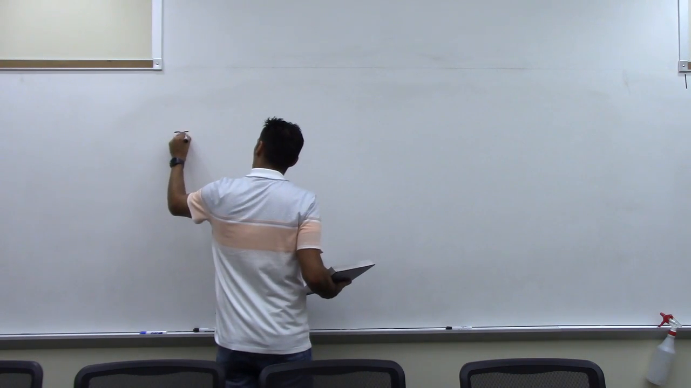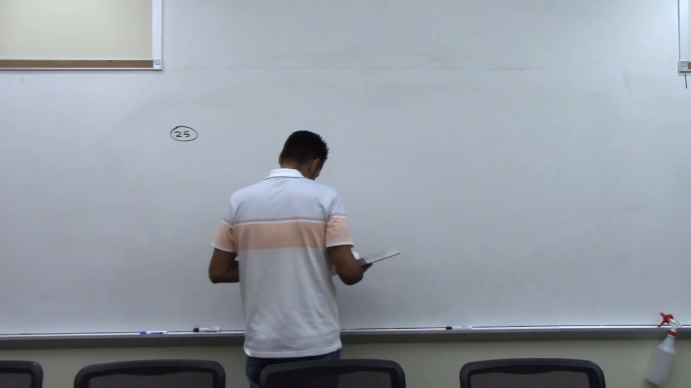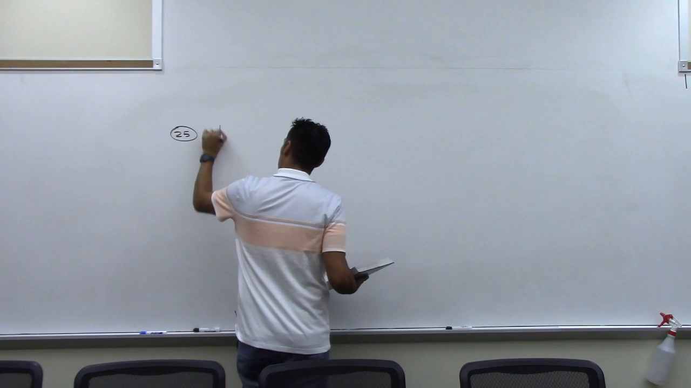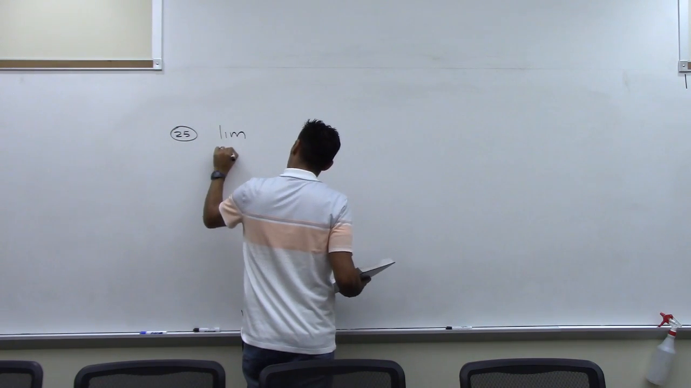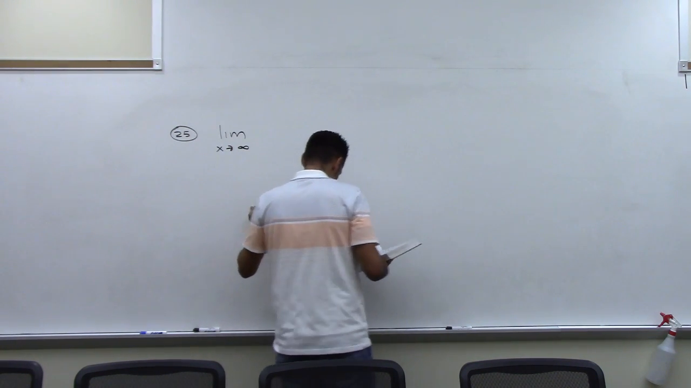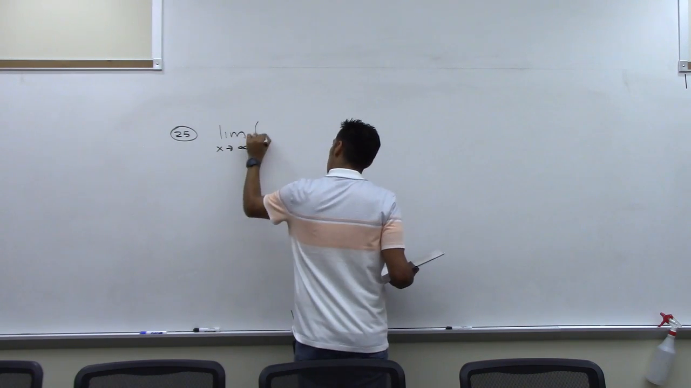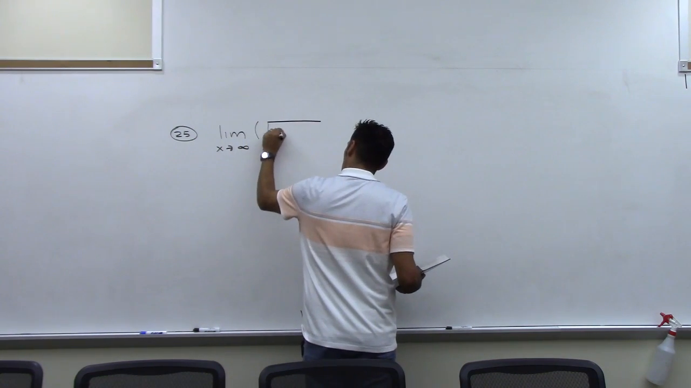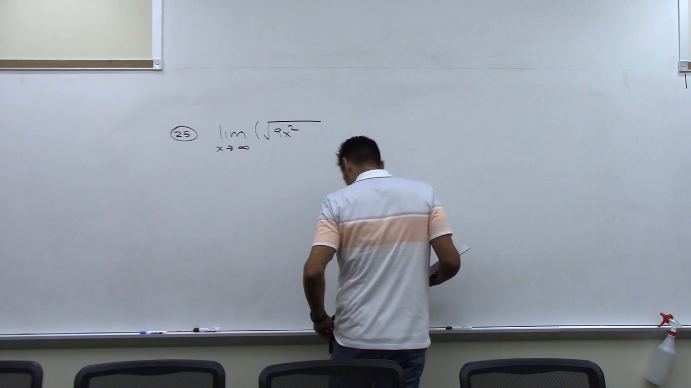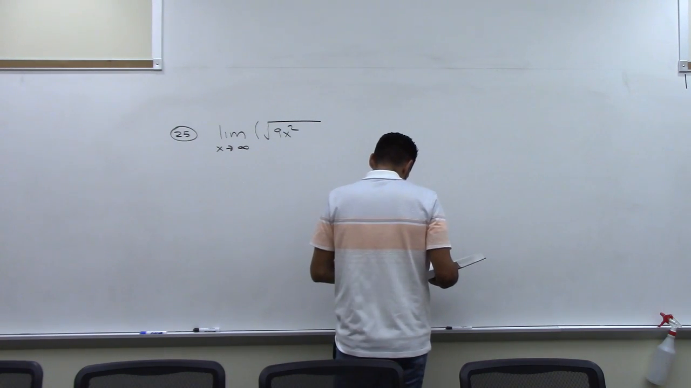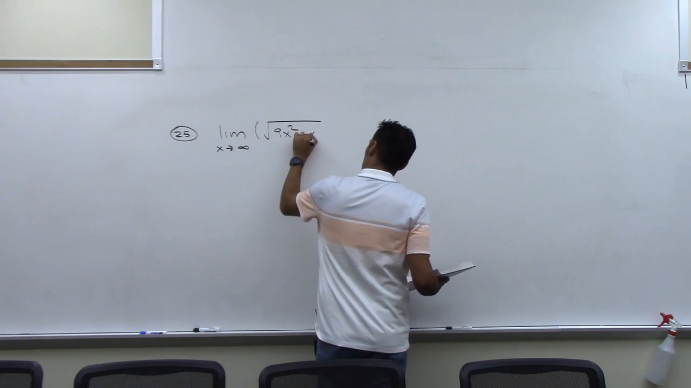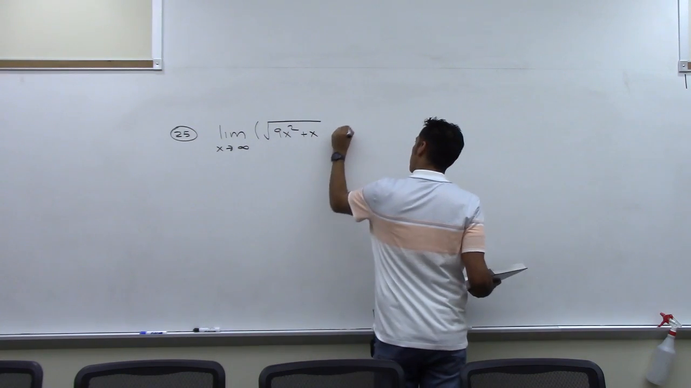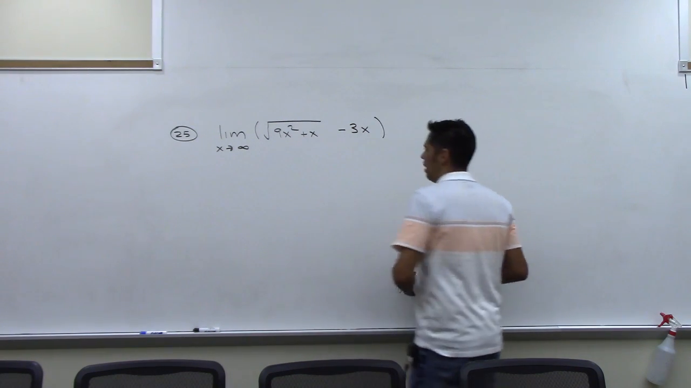All right, 25. So we have the limit as x goes to infinity of the square root of 9x squared plus x, minus 3x. All right.